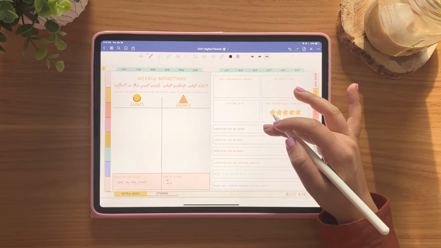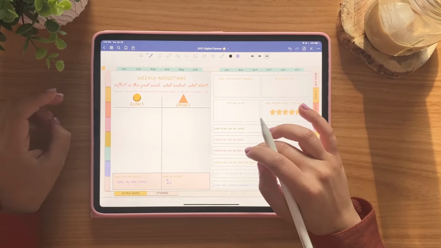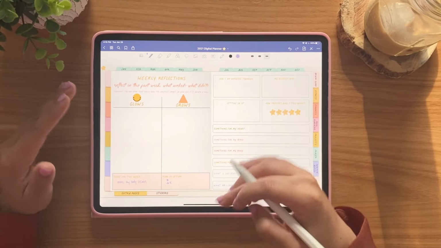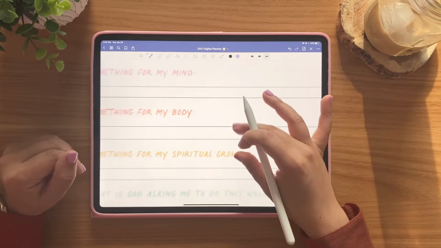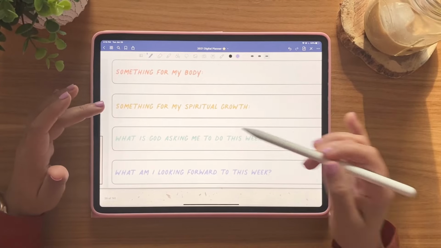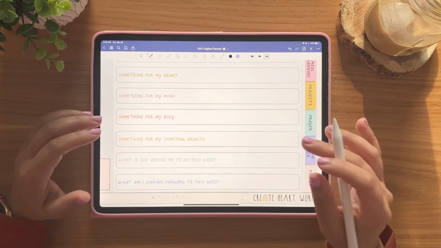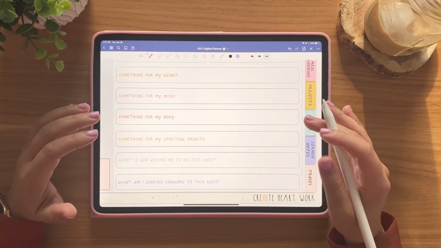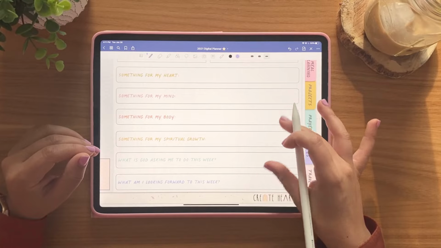Something for your heart, something for your mind, like a book you're reading, something for your body. Maybe you're going to take a spinning class or go for a jog. Something for your spiritual growth. Maybe you're going to listen to worship music, sermons, podcasts. What is God asking you to do this week? It's very important for us to make room in our minds for kingdom building. God is always putting things in our mind. And what are you looking forward to this week?